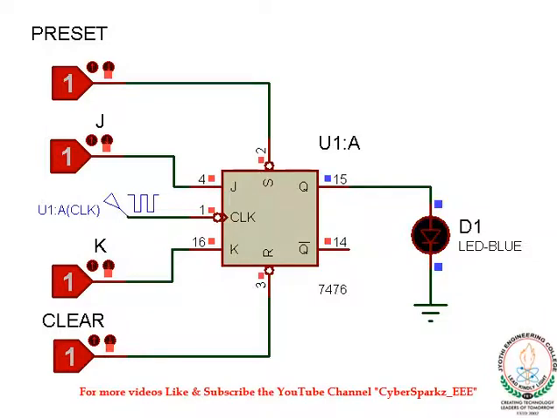Since J and K are both at logic high, the output of the flip-flop will be in the toggle mode. As you can see in the simulation, the LED changes its states alternatively. Now, to make the flip-flop output set, you have to change the preset value to 0, which makes the flip-flop always in the high state, irrespective of J and K inputs. To make the flip-flop always in the reset mode, we have to make the clear input to logic low. This will make the flip-flop output always in the reset mode, irrespective of the J and K inputs.